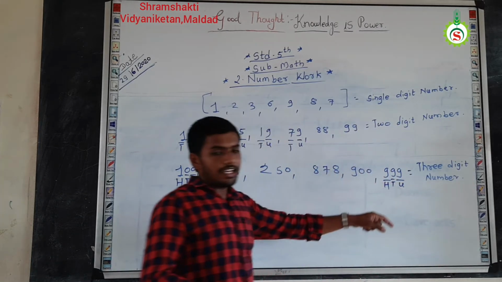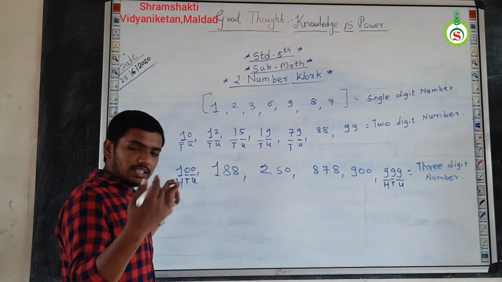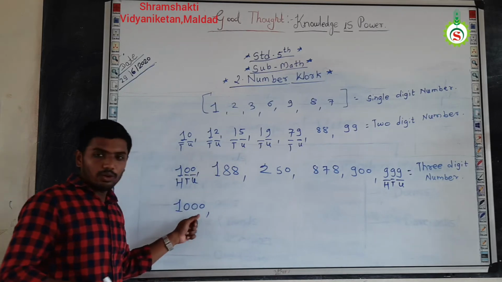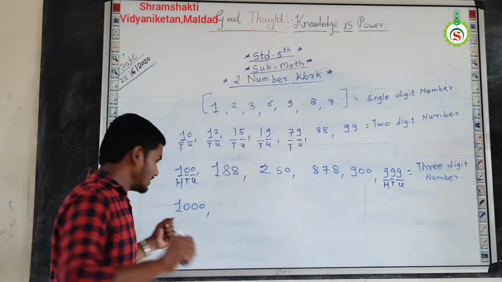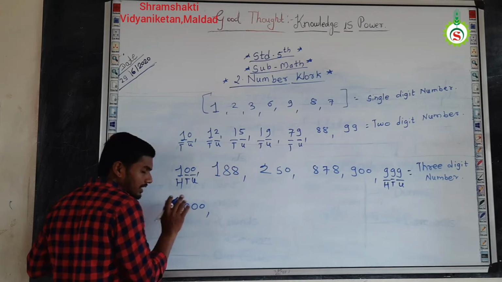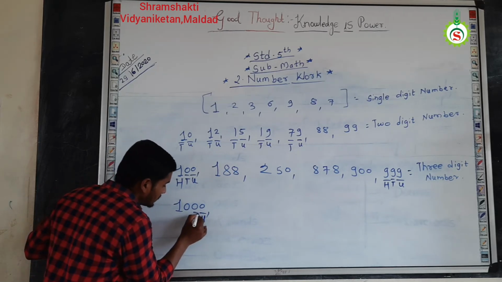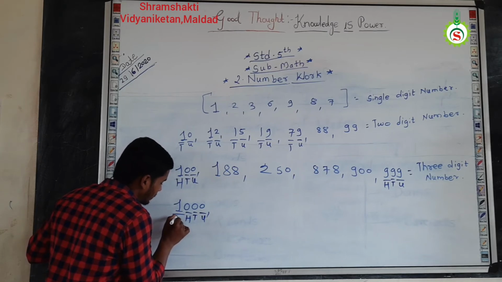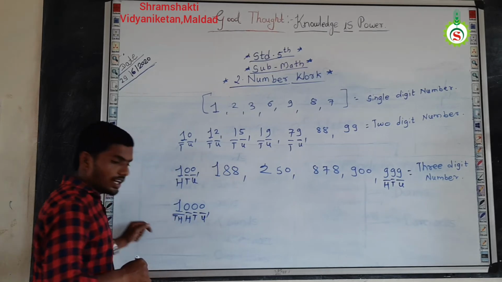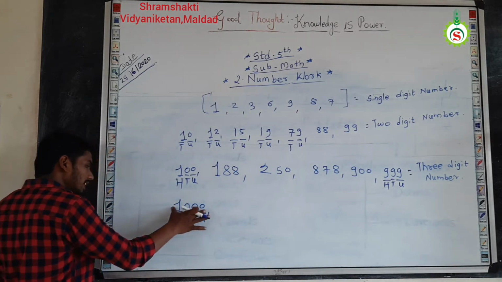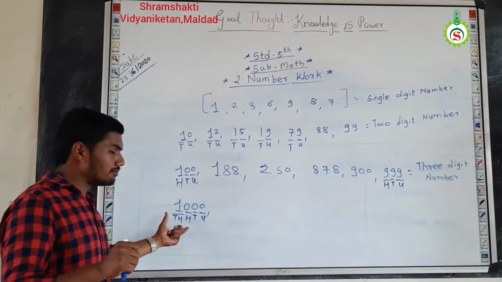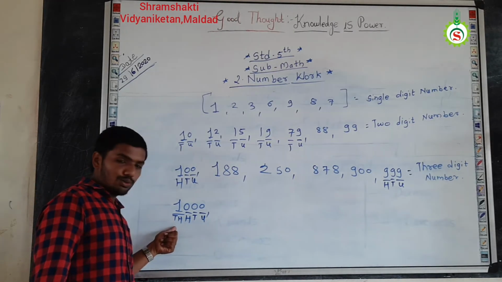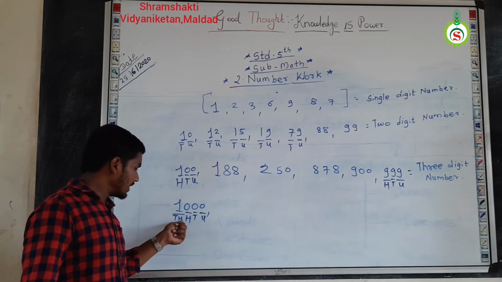Now after the 999, which number will come? 1000. So I will write 1000 here. Now that 1000 contains how many digits? 4 digits. 1, 2, 3, 4 digits. First one is unit, second one is tens, third one is 100, and fourth one is 1000. Okay, 1000. So if the number has 4 digits, that number is called a 4-digit number. And digits are up to which place? 1000 place. Okay, unit, tens, 100, 1000.